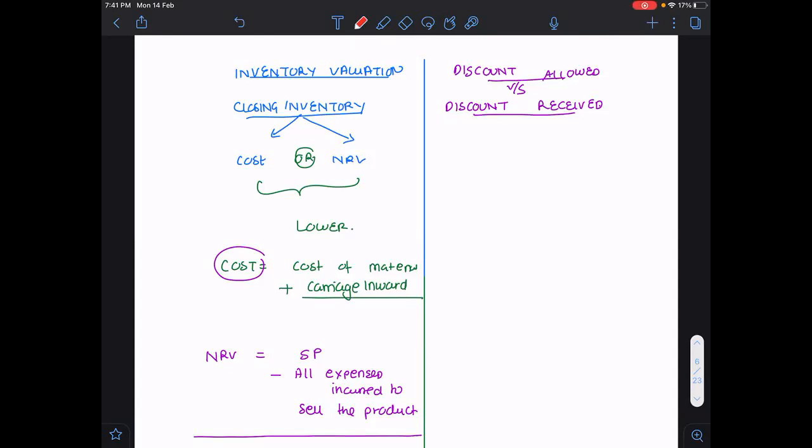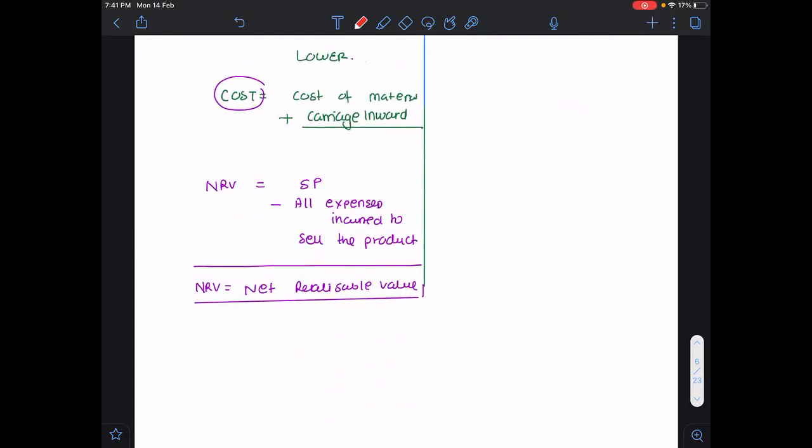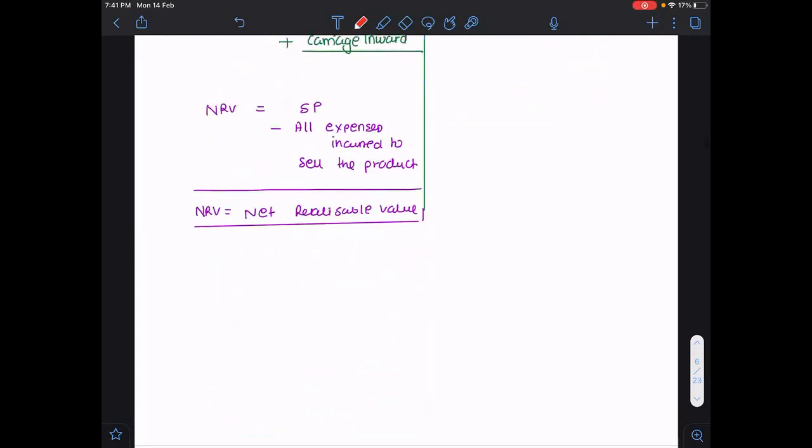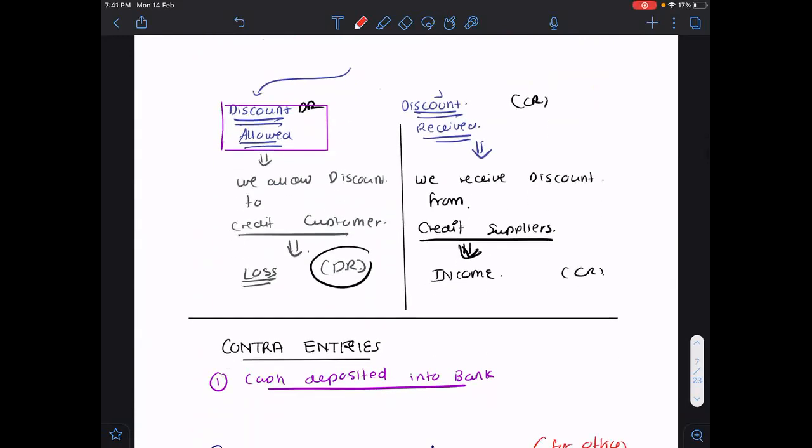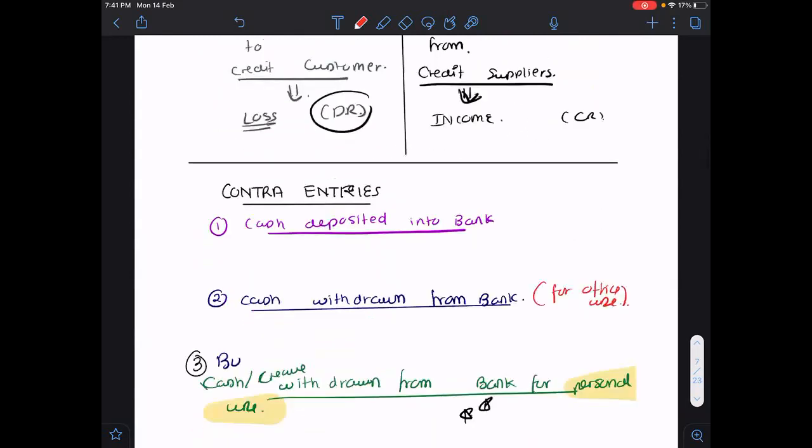What is the difference between discount allowed and discount received? Discount allowed is an expense and discount received is an income. ये कौन सा discount allowed और discount received होता है? Cash discount. Trade discount नहीं होता है? No, trade discount is only shown as a deduction in the journals. It's not recorded. Discount allowed, credit customers loss; discount received, credit suppliers income.